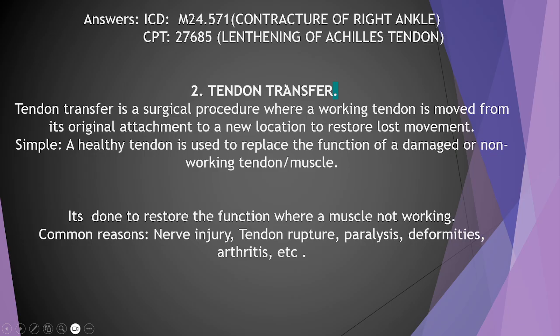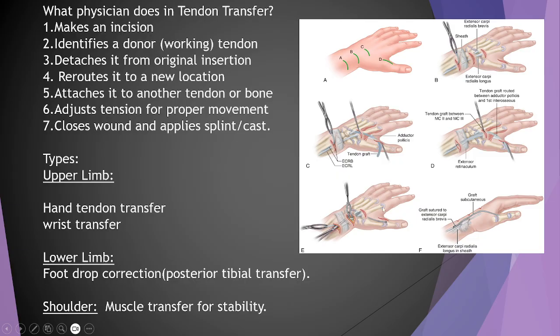So the name here is the transfer. There will be a tendon transfer. So one working tendon has been moved from one place to another place, and that other place will be the damaged, non-working tendon. So simply that is tendon transfer. It is done to restore the function where the muscle is not working. The common reasons are nerve injury, tendon rupture, paralysis, deformities, and arthritis.